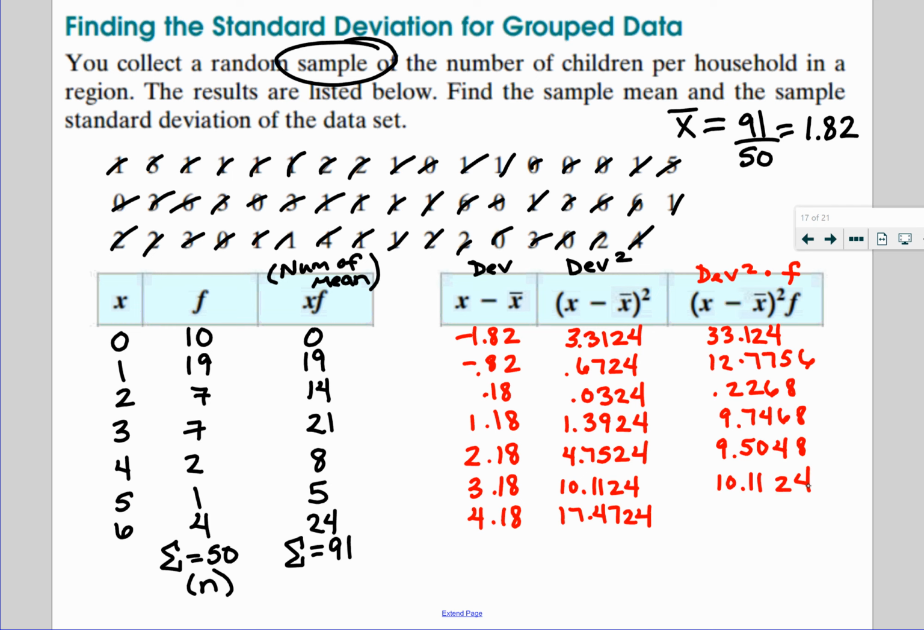And then 17.4724 times 4, 69.8896. All right. Sum up that column. And that is the numerator for your variance and standard deviation now. So you guys should be able to finish it from there.